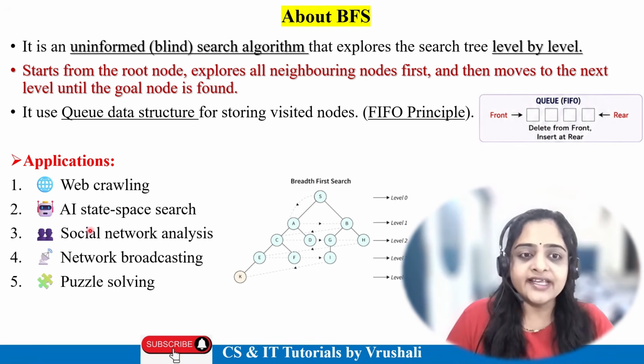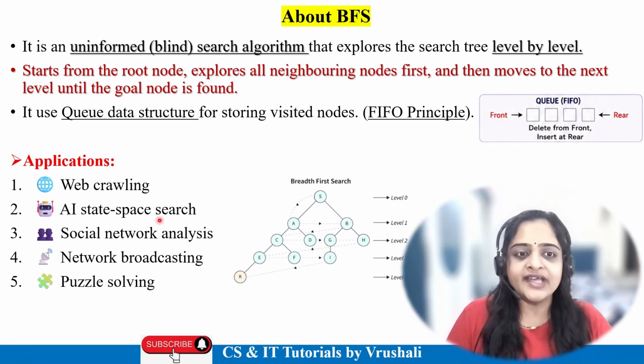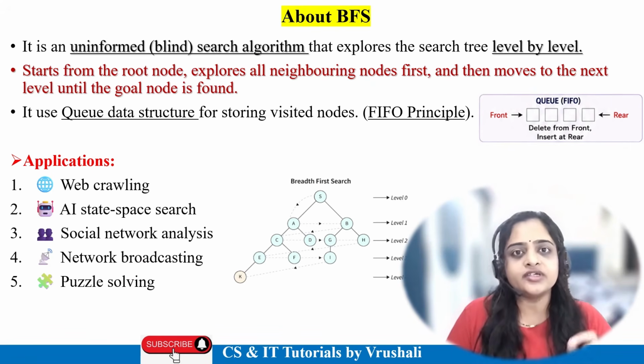Again, it can be used in AI state space search that we have already discussed in the last lecture. Then social network analysis, like finding mutual friends on Facebook or Instagram. Then network broadcasting and puzzle solving. So these are some application areas where the BFS algorithm is actually used.